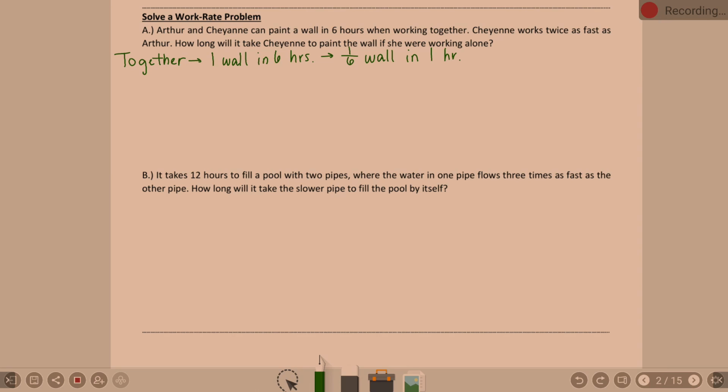Now, let's look at Arthur. What do we know about Arthur? We don't have a specific time, do we? He's the slower one, right? So for Arthur, this is where I'm going to bring in my variable. I'm going to say he can paint one wall in X hours. I have to put a variable in here somewhere, and Arthur's kind of the base, so I'm going to use Arthur as one wall in X hours. What portion of a wall can he paint in 1 hour then? 1/X. If he can do one wall in X hours, he can do 1/X of a wall in 1 hour. Okay?